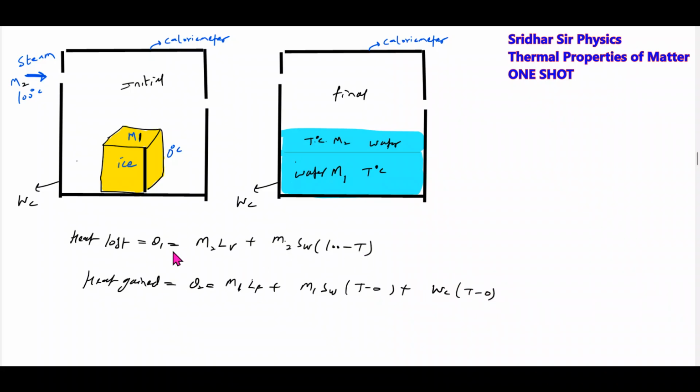If all the data are given, we can calculate the temperature T. Or it's possible that only some amount of steam will condense, in which case the final temperature will be 100. It all depends on the data. I'm just sharing some idea. So when steam comes across the ice block, there's a basic condition.